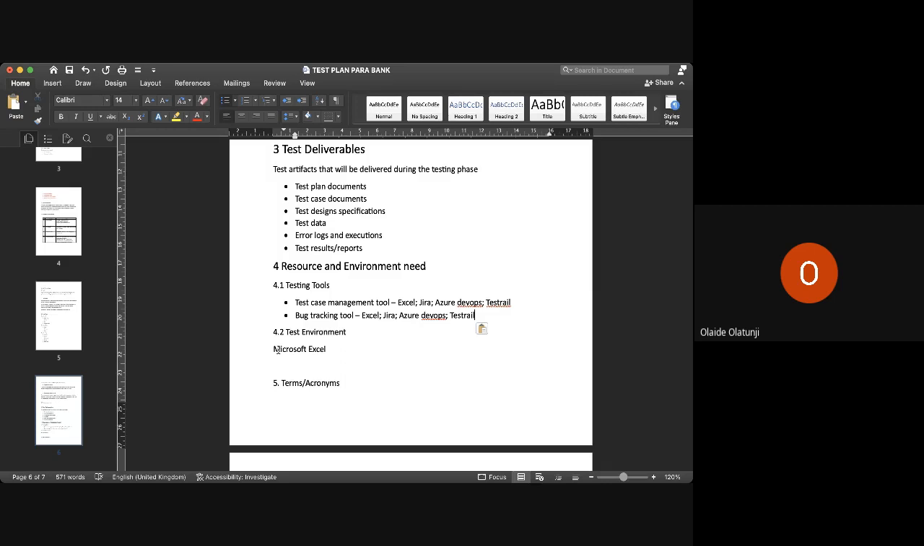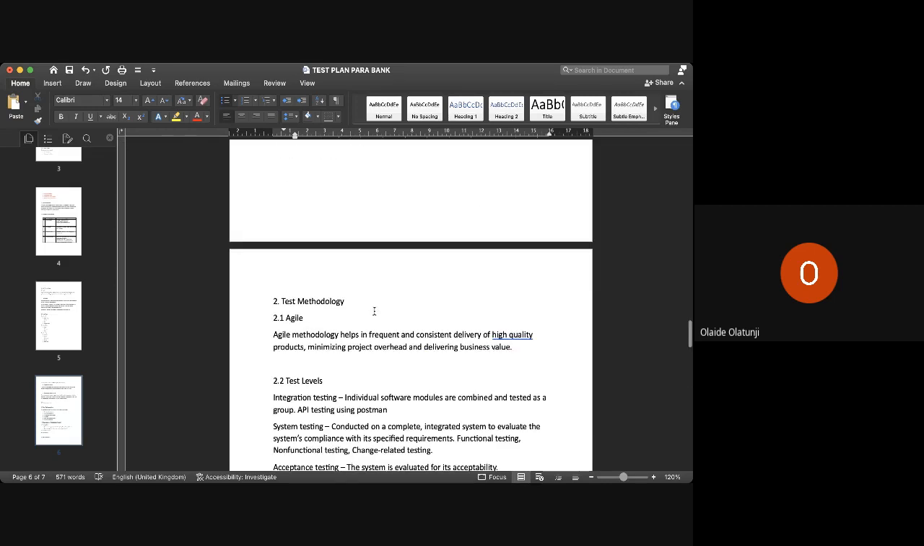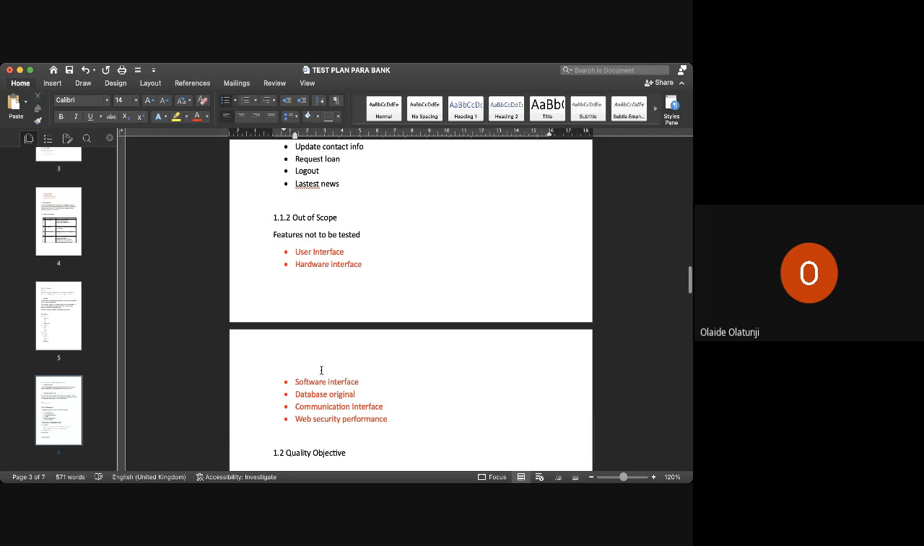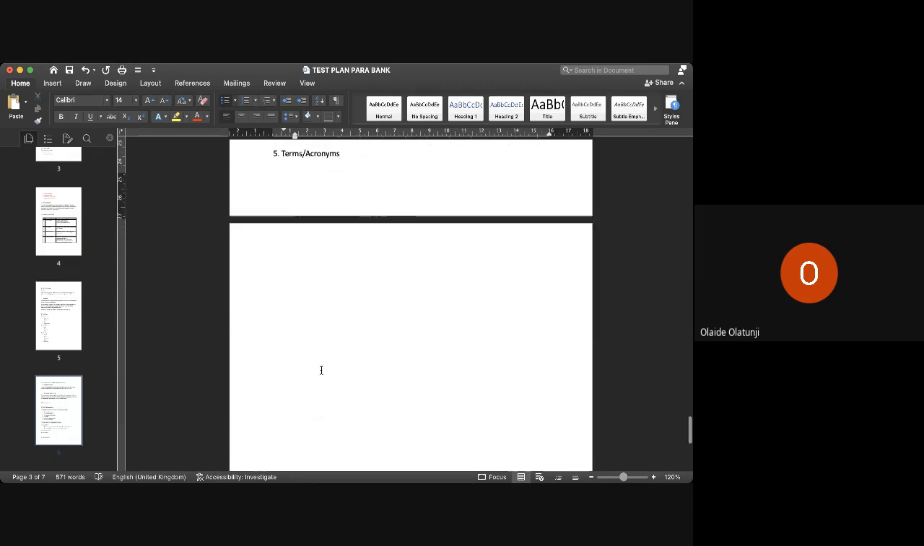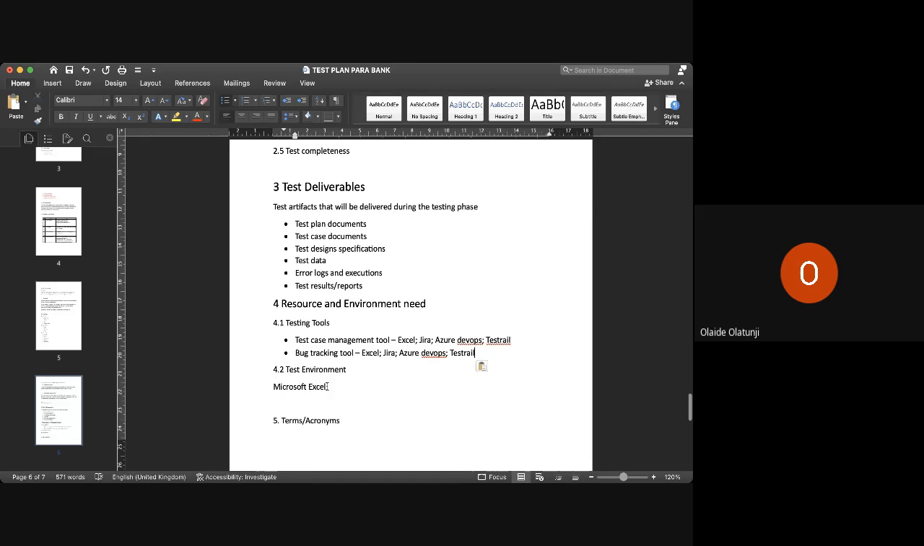Then this test environment, in fact, every other thing that you did, I'm okay with it, except for this out of scope. But you see this test environment, I am 100% okay with it. Because test environment is not Microsoft Excel. Test environment is your URL. So all you had to do was just copy the URL you used and paste it. Application URL? Yeah. Okay. What happened? I thought I copied everything. Come on.